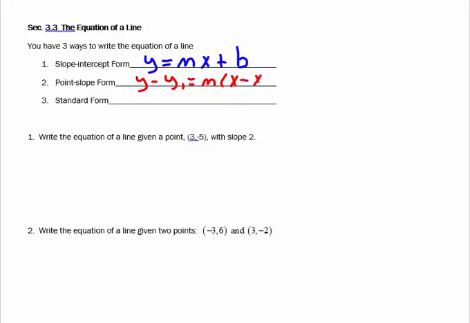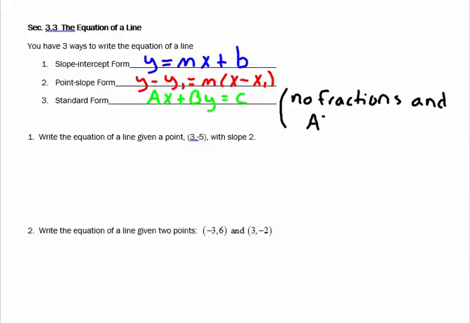We've also talked about standard form. Standard form is ax plus by equals c. But there are a few restrictions on standard form. First of all, you do not want fractions, so no fractions. The other part with standard form is that the leading coefficient a has to be positive, so you need a to be greater than 0. So make sure when you're talking about standard form you have no fractions and that a is greater than 0.